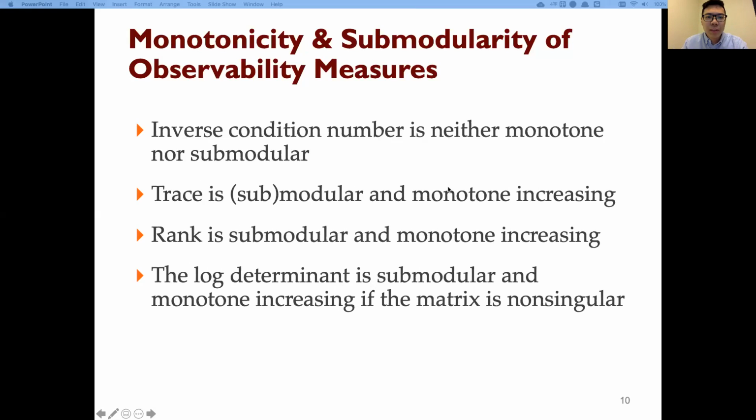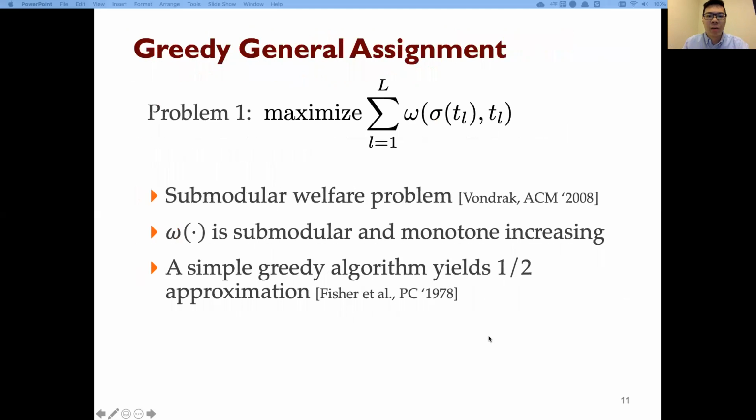So for the observability measures that are submodular and monotone increasing, we study problem 1, where we assign a set of sensors with a variable size to each target. So this problem is also called the submodular welfare problem in the literature. And for monotone and submodular objectives, a greedy algorithm can give a half approximation of the optimum. So what if the observability measure is neither monotone nor submodular? For example, the inverse condition number.